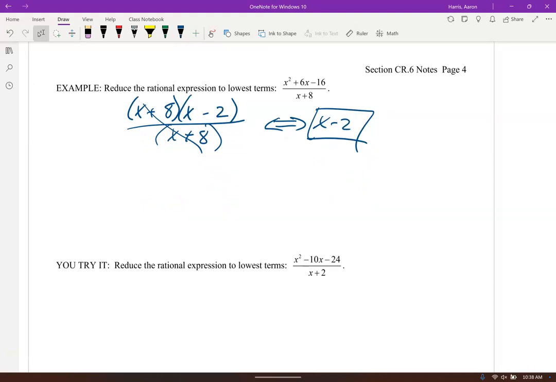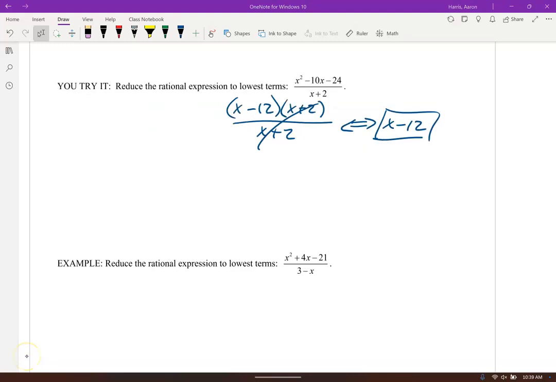This is another you try it. I'm going to pause it. All right, go ahead, check yourself. Get that x minus 12 there. So the top factors into x minus 12, x plus 2.